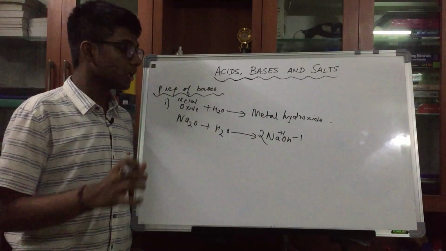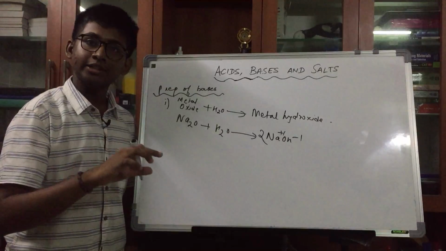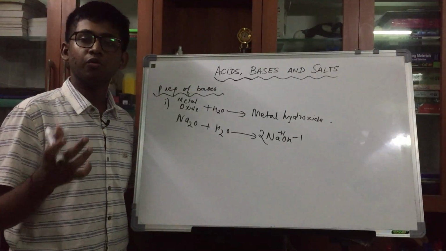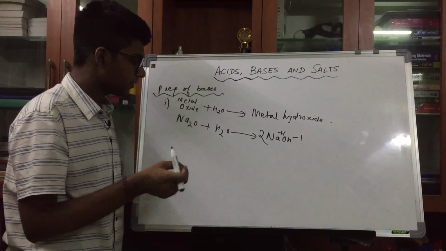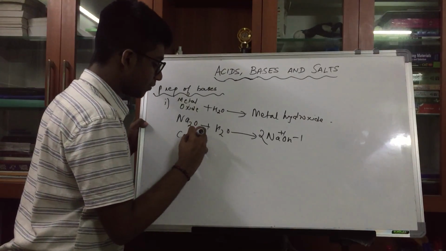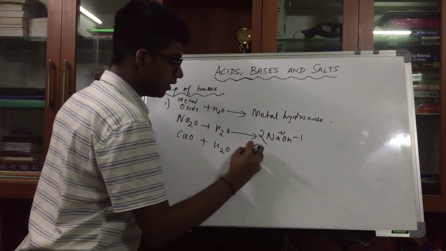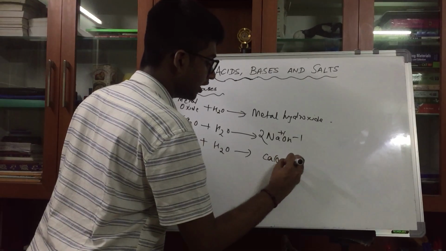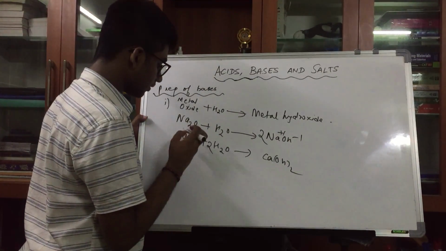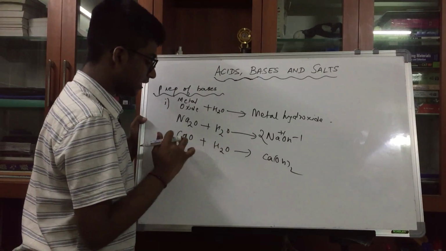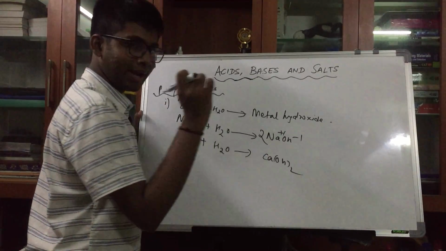The mistake I made here is, please make sure the balancing of the cation and anion, and then you will form the formula for your metal hydroxide. This is a very casual error. Next, when you take calcium oxide and you take H2O, you will be getting Ca(OH)2, and then you are supposed to balance it. CaO plus H2O gives Ca(OH)2.